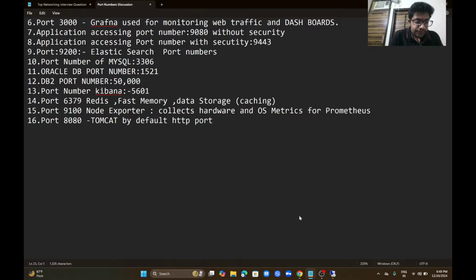HTTP port, the 17th port number. Elasticsearch completed port, 5342, sorry, 5432. PostgreSQL default port number.